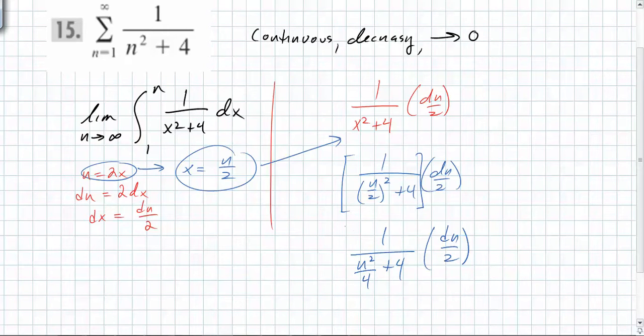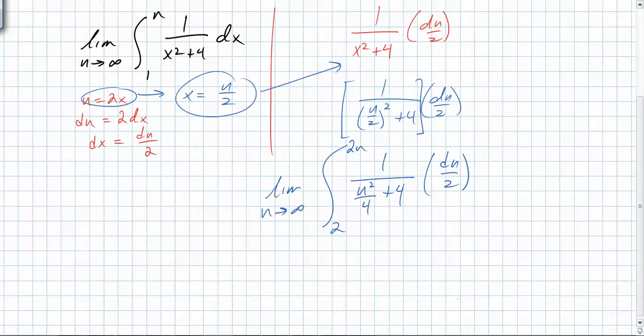Do we need to change the limits of integration? What are the limits of integration going to become? They were x values, and now they're u values, so it goes from 2 to what? 2n. That doesn't really change much, right? Well, let's just keep it there for consistency's purpose. So it's the limit as n goes to infinity. So I'm writing the whole thing.